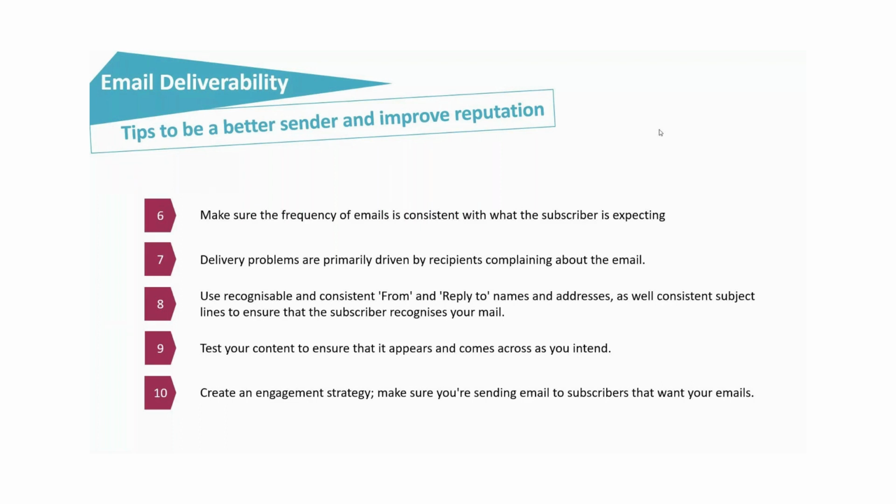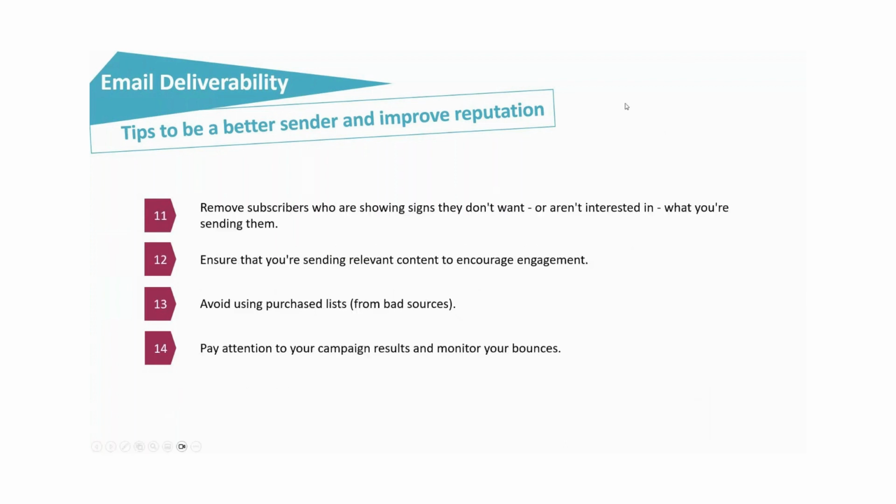Test your content to ensure that it appears and comes across as you intend. Usually ESPs have tools for those things. And create an engagement strategy to make sure you're sending email to the subscribers that want your emails. It's quite generic, that, but just one of those things. Remove subscribers who are showing signs they don't want or aren't interested in what you're sending them.